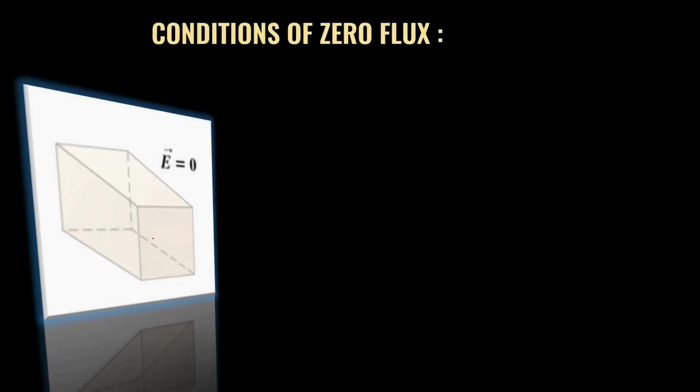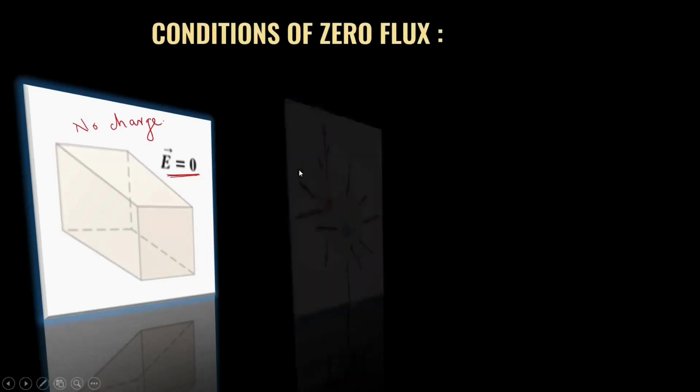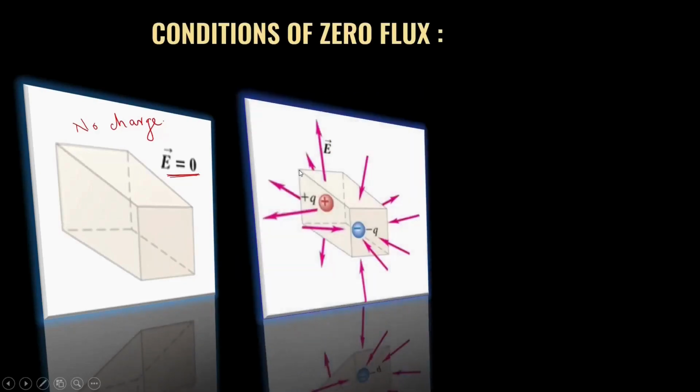When we are having a container and inside the container there is no electric field, that means there is no charge present inside the container. In that situation we will say that there is no flux associated because there are no field lines to cross the given area.